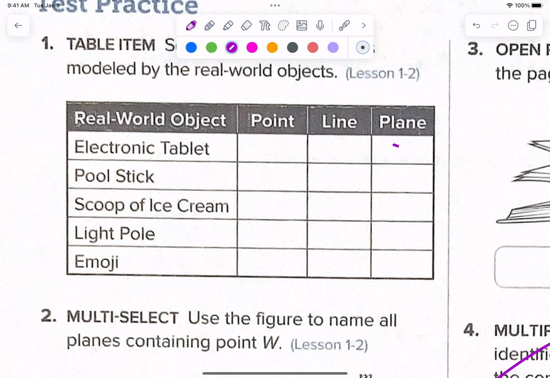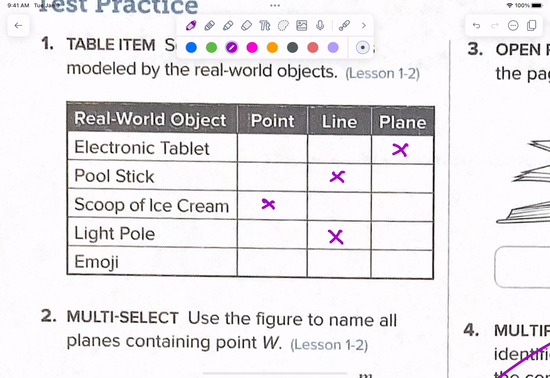Probably a plane. It's a flat surface, so I'm going to put an X there. Okay. A pool stick. Line. A scoop of ice cream. Point, I think is what they're getting at. That's a pretty big point, but whatever. A light pole. I don't know. Maybe your scoops of ice cream are smaller than mine, but mine are pretty huge. That's a big point there. All right, light pole. Point.